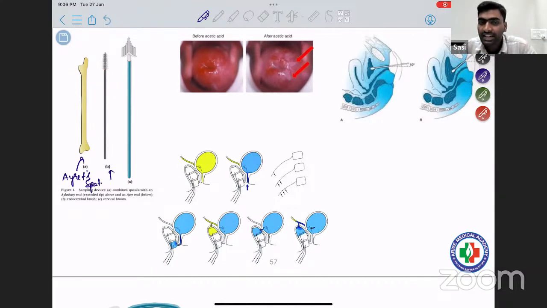samples from the endocervix. Next one, this is the broom. Okay, this is the broom, with which we can take samples from both the endo and ectocervix. You just remember this as an image-based one. Fine. Next one. What is this test which is being done here?